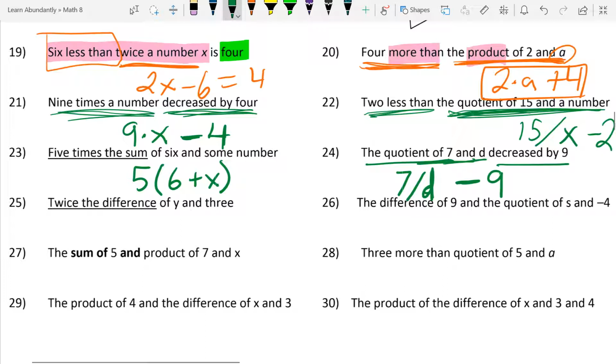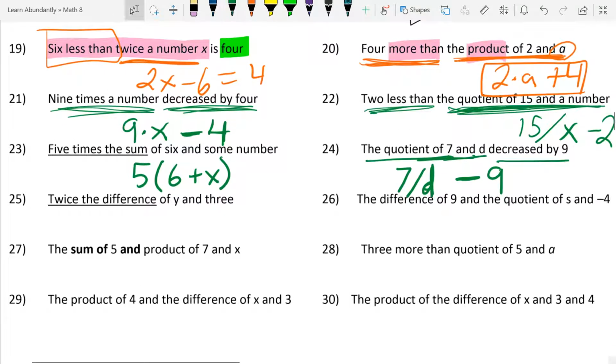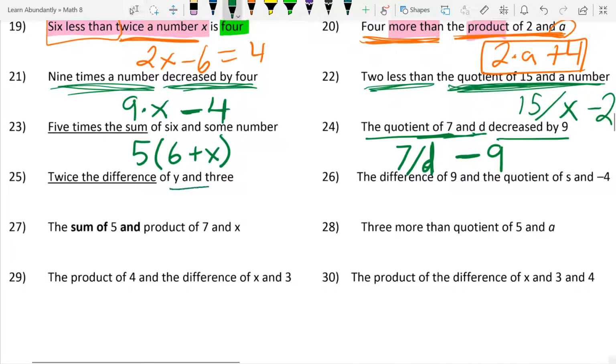Number 25, twice the difference of y and 3. Again, we have it underlined. So I am going to do the part with the variable first, the y and 3. What am I doing with the y and 3? I'm doing the difference of them, so it's y minus 3. And then we need to do twice the difference. Not twice y and not twice 3, but twice the difference. So I need to actually put parentheses around those and multiply it all by 2.